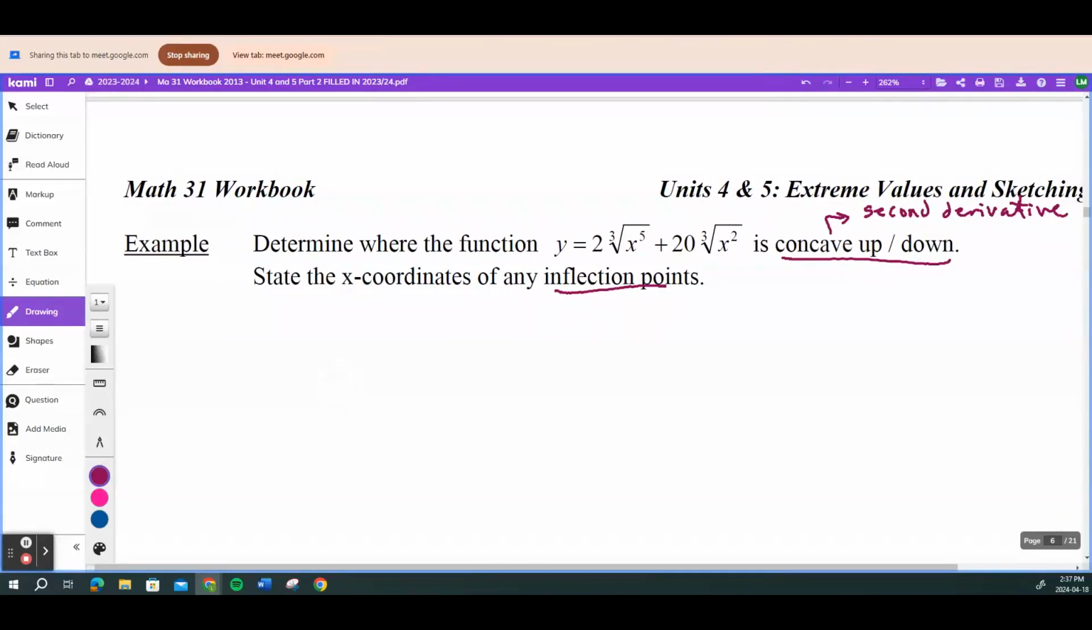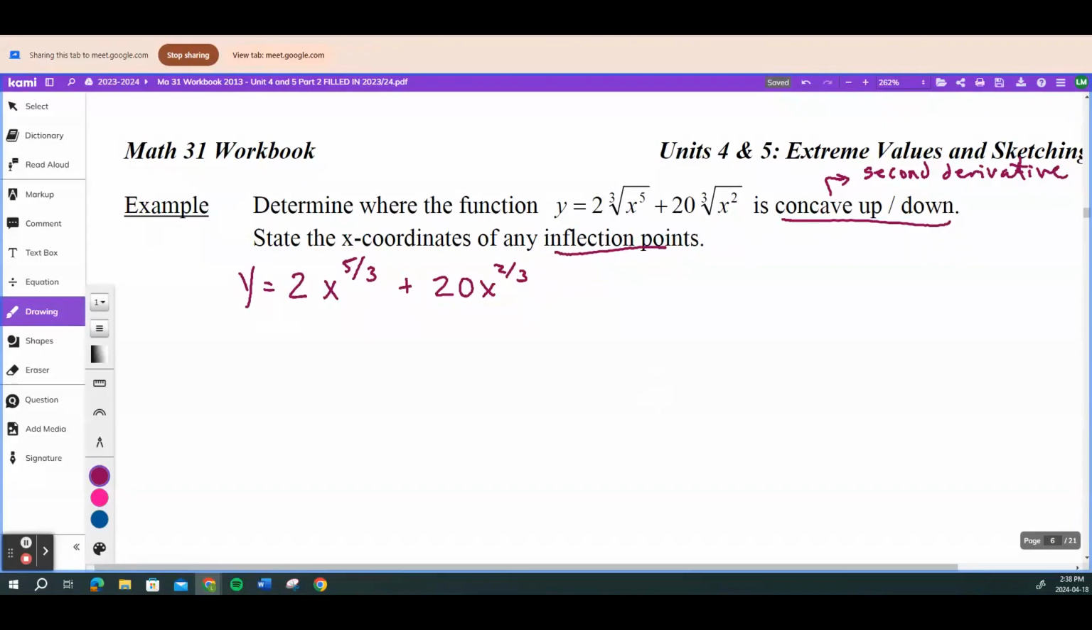Okay, so what I'm going to do is take this equation and switch it from radical form to power form. So y is equal to 2x to the power of 5 over 3. Remember that if it's in the denominator, it goes in the denominator. Plus 20x squared, or 20x to the power of 2 over 3.